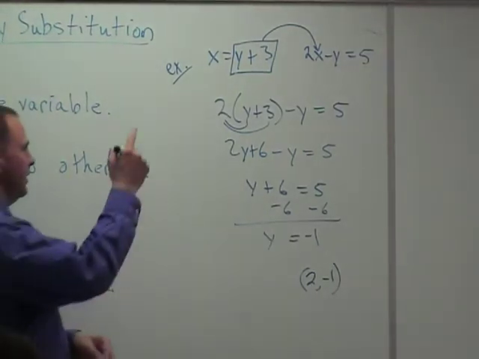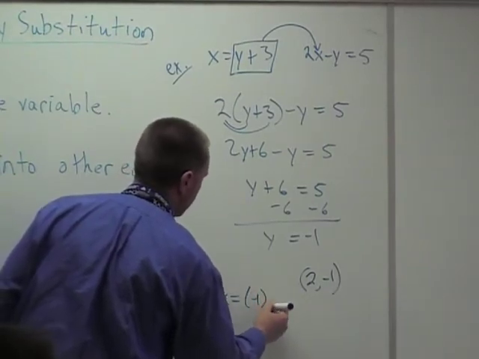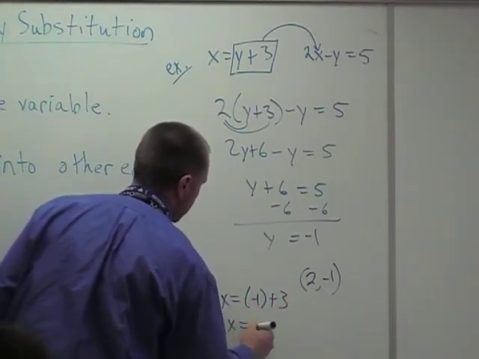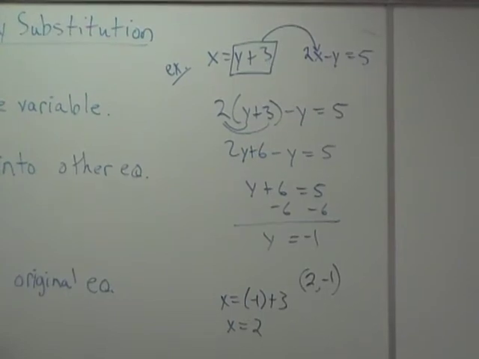Step 5 is solve. That's if you had to actually put it in. So x equals y, which is -1, plus 3. x equals 2. So (2, -1) would be the solution. Any questions?